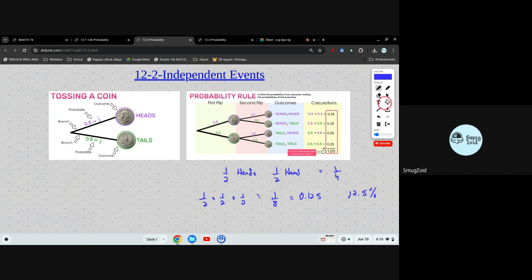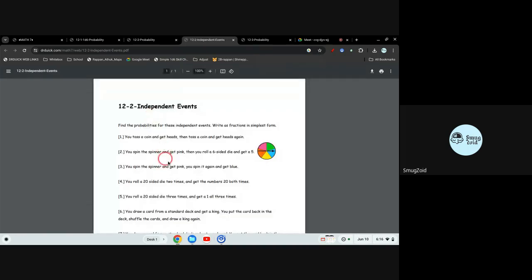When you click on this, this is going to pop out. You toss the coin and you get heads. That's the first one I just showed you, right? And then you have a spinner and you get pink. Then you roll a 6-sided die to get a 5. So you count this up, 1, 2, 3, 4, 5. You have 1/5 times 1/5, which is 1 out of 25. You get the idea. This kind of goes through the whole thing.